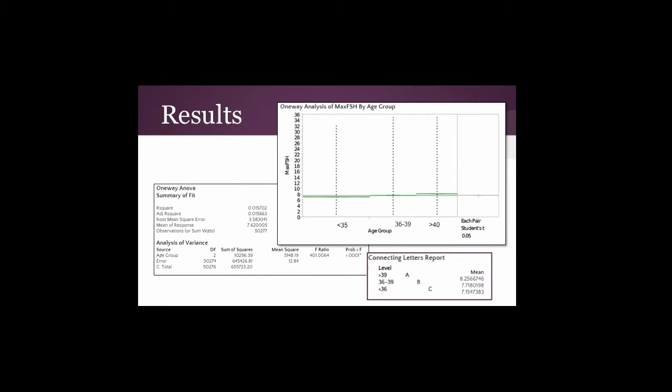The next analysis we conducted was to see whether age affected FSH levels. This graph shows constant variance, and our one-way ANOVA shows that age is significant in determining FSH levels in our patients. We also have a connecting letters report showing that age groups do not overlap. So this means that the older you get, the higher your levels of FSH will be in your blood.